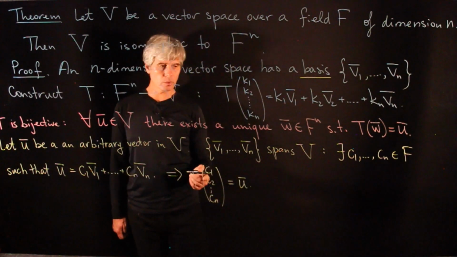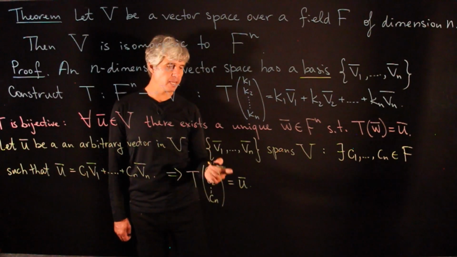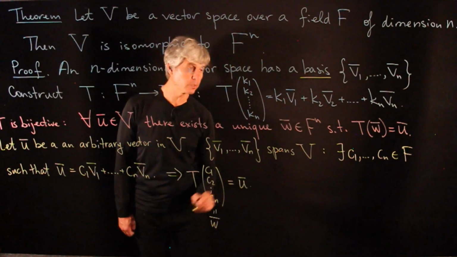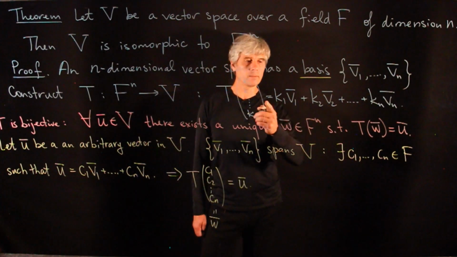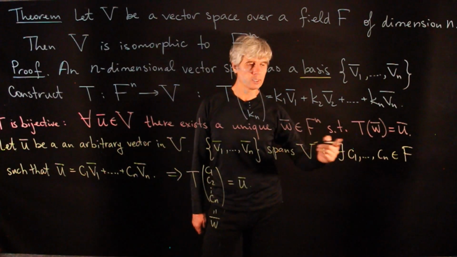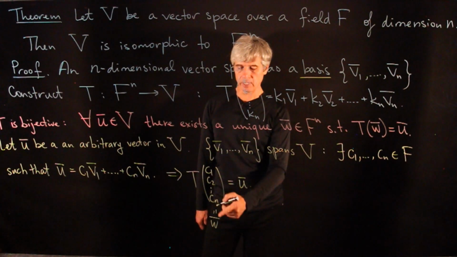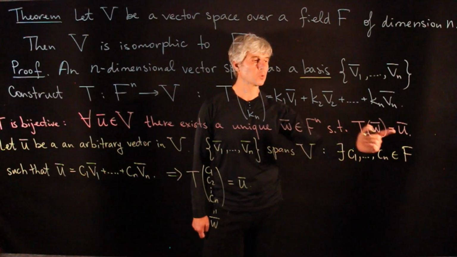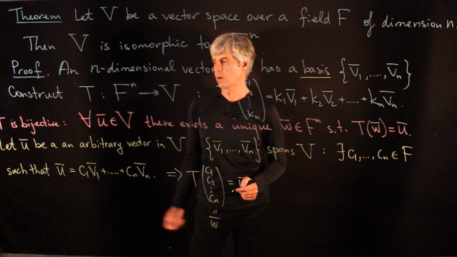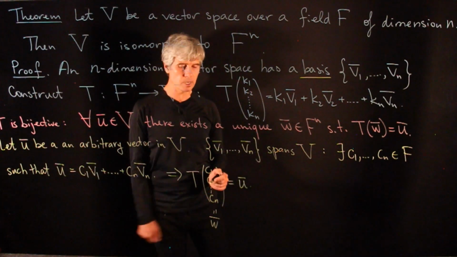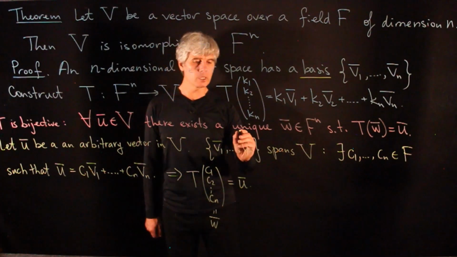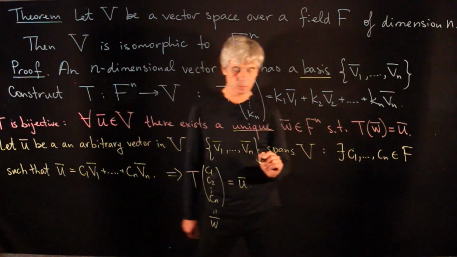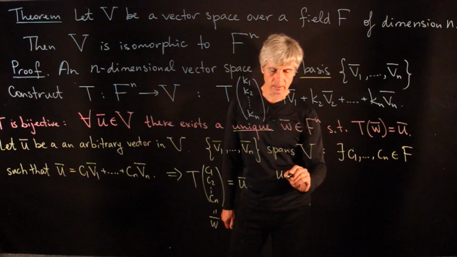And so this shows that we have a pre-image W for our vector U, right? So if we take this n-component vector W, then T of W is equal to U. So this means that our arbitrary vector has a pre-image. Now we need to show that this pre-image is unique. So to prove this, uniqueness.